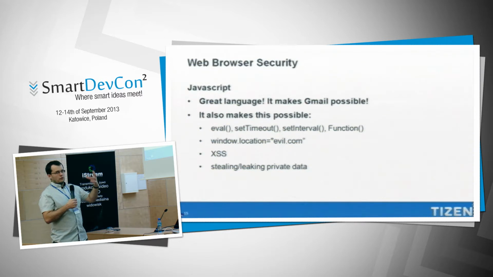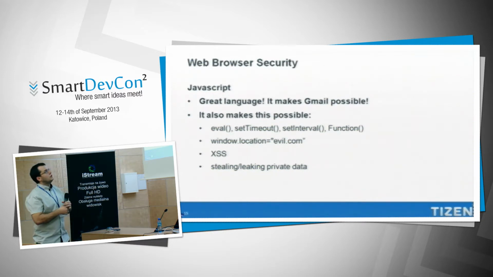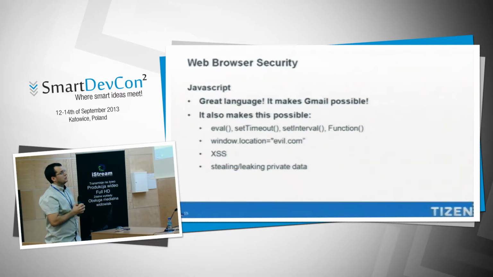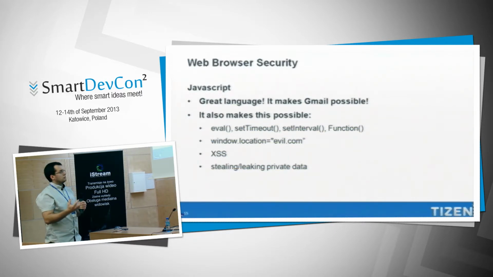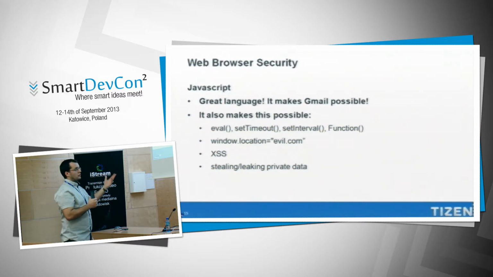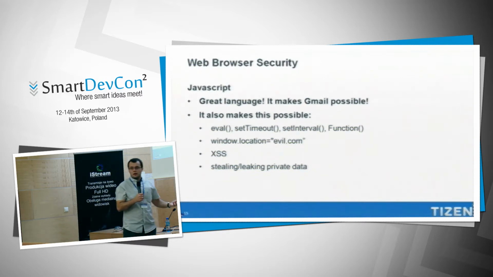The next big hole of browser security is JavaScript itself. It's a great language. It's very powerful. It makes various applications like Gmail possible. But it also has those features. The first row, eval, setTimeout, setInterval, and Function allows you to execute any text downloaded from the network. Like really execute it. Then you can change the window location, so you can redirect the web page to an evil site. You can do cross-site scripting, and all this leads to stealing, leaking private data, or even stealing money from bank accounts.